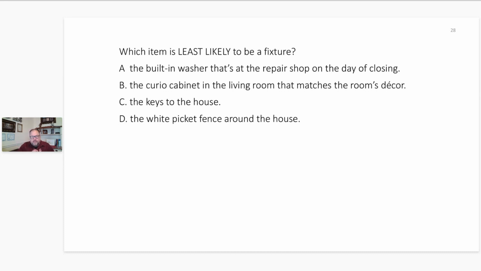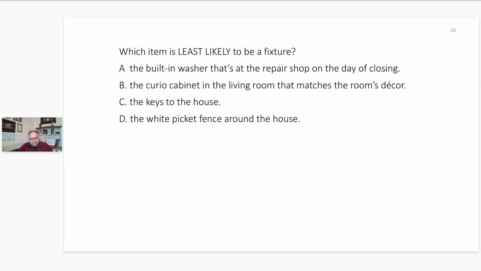This is what I'm telling you about test question analysis. Let's review about fixtures. We talked about the words severance and attachment. When we attach, we make it personal to real property. If we sever it, we take it from real property, which is a fixture, and we make it personal property. So it was a fixture at one time, but because we've severed it, it's no longer a fixture. It's personal property. So you have to go through here and say what is least likely to be a fixture.